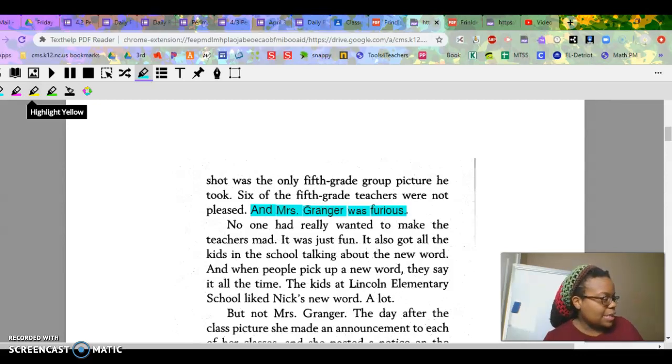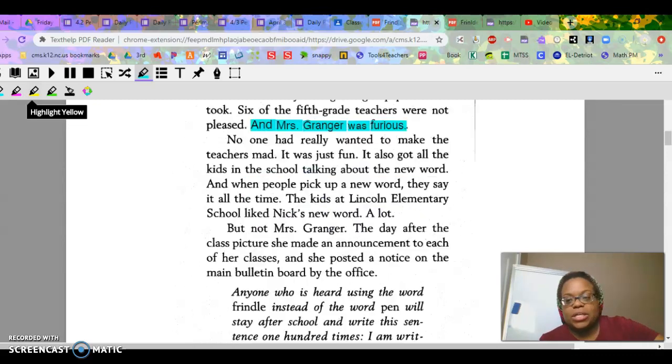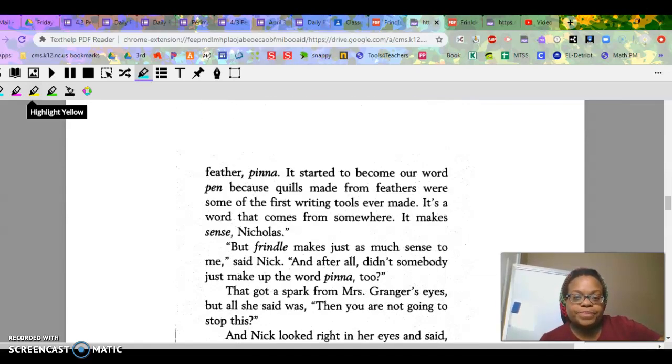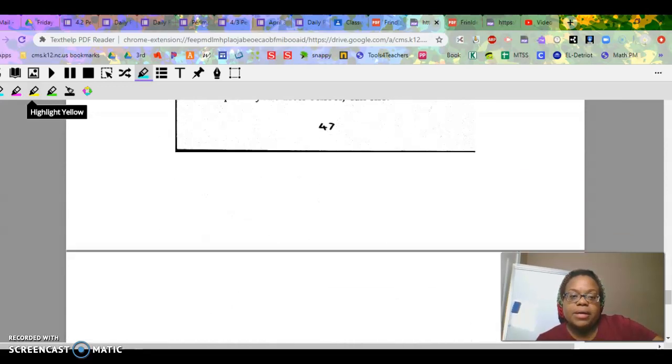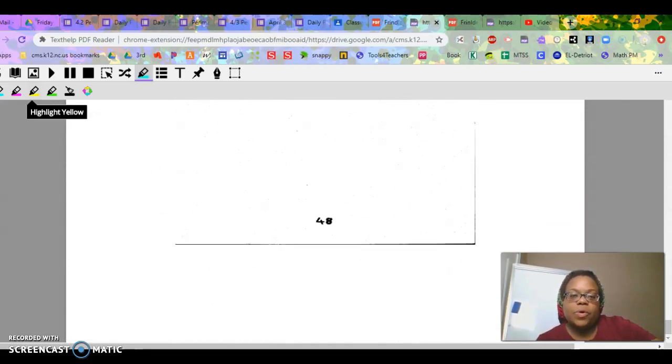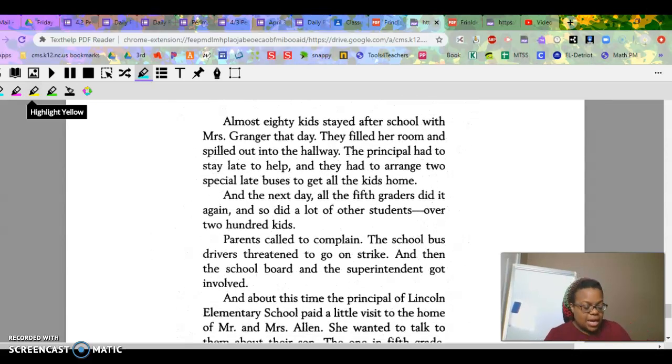All right, so let's look at one more question, which was the last question. It says, how were others affected by Mrs. Granger's and Nick's decision? So I'm going to scroll down here to the end of the chapter, because I'm looking for Nick and Mrs. Granger's decision, this decision of pretty much going to war over the word Frindle. How did that affect everyone else?